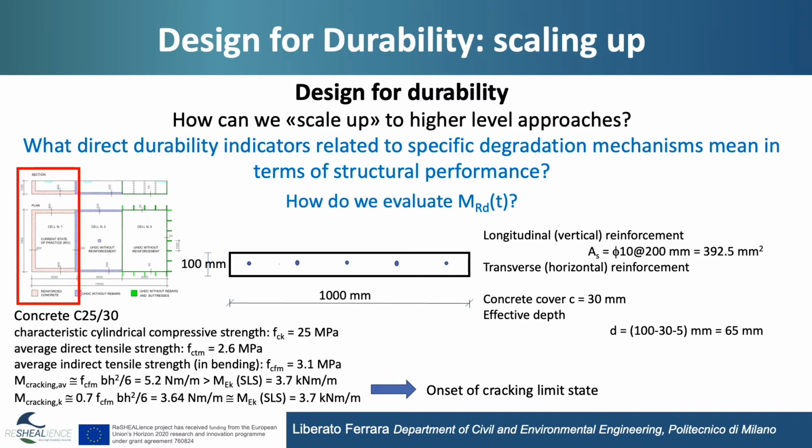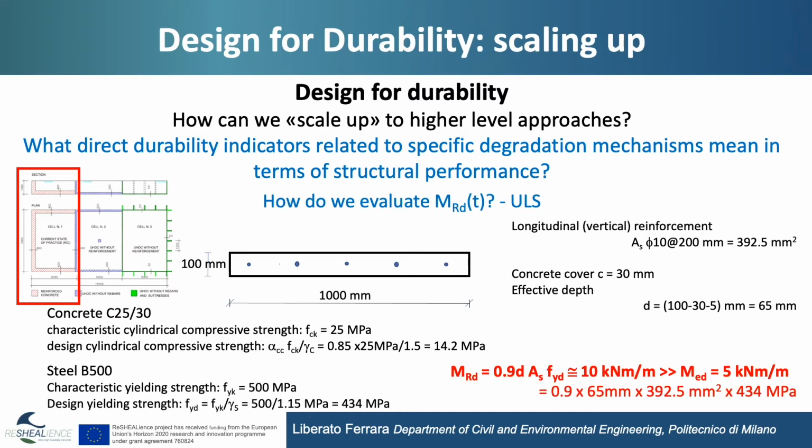Then we have to calculate the ultimate limit state, and also in this case our classical formula. We go from the characteristic to the design compressive strength for concrete and for steel, and we assume a very simple model, and we calculate the design bending moment, which actually turns out to be quite larger than the design bending moment at the ultimate limit state.